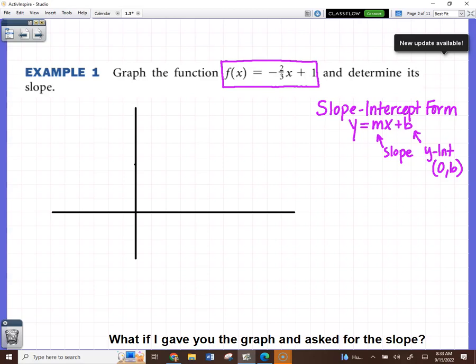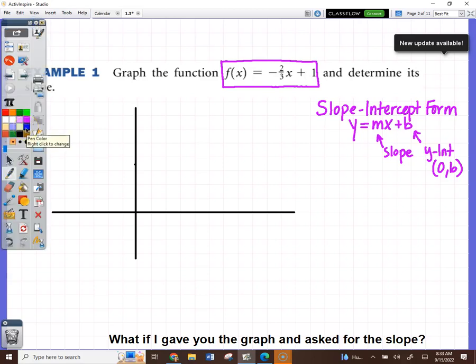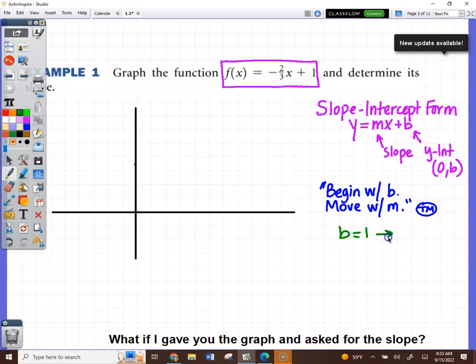So the directions say to graph it. This is that trademark phrase that I told you I need to get rich off of. Begin with B, move with M, which means you're going to plot B on the graph, and then from there you're going to move in the direction that the slope tells you. What is B in this equation? B is 1, which translates to what point?